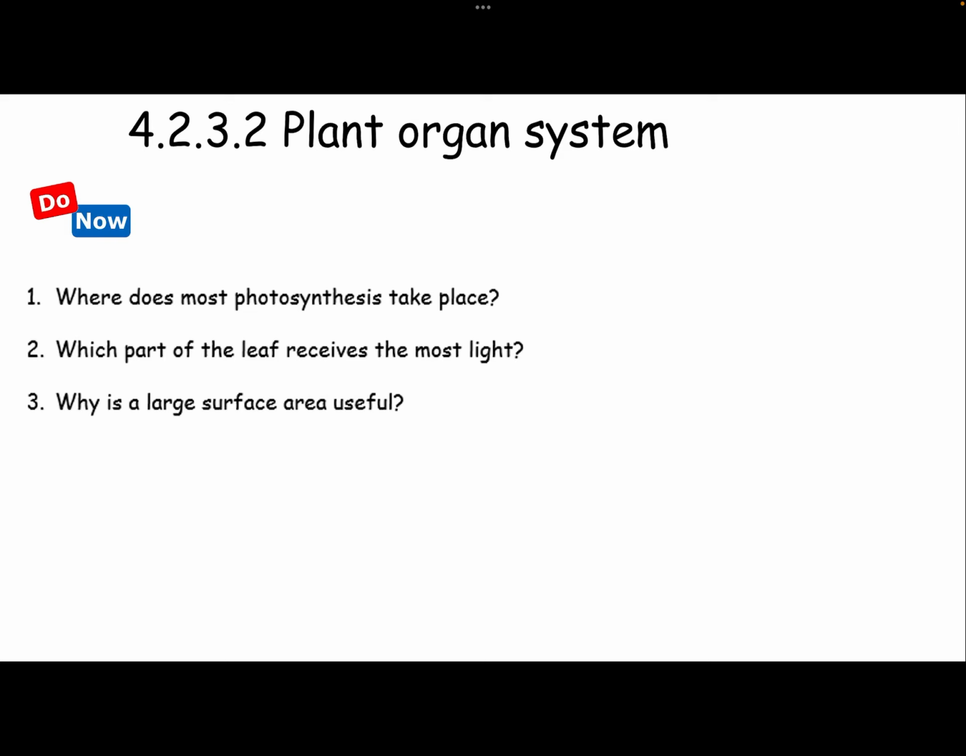Today we're looking at plant organ systems, and this matches the AQA combined science lesson 4.2.3.2. Where does most photosynthesis take place? Which part of the leaf receives the most light? And why is a large surface area useful?